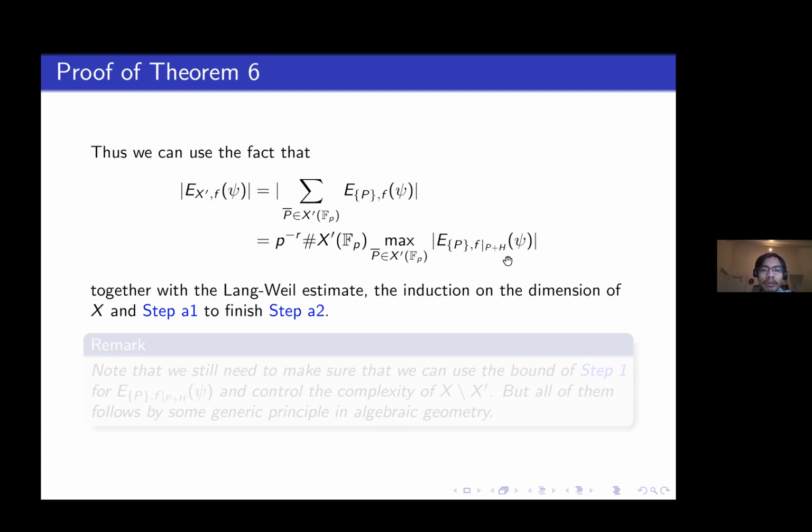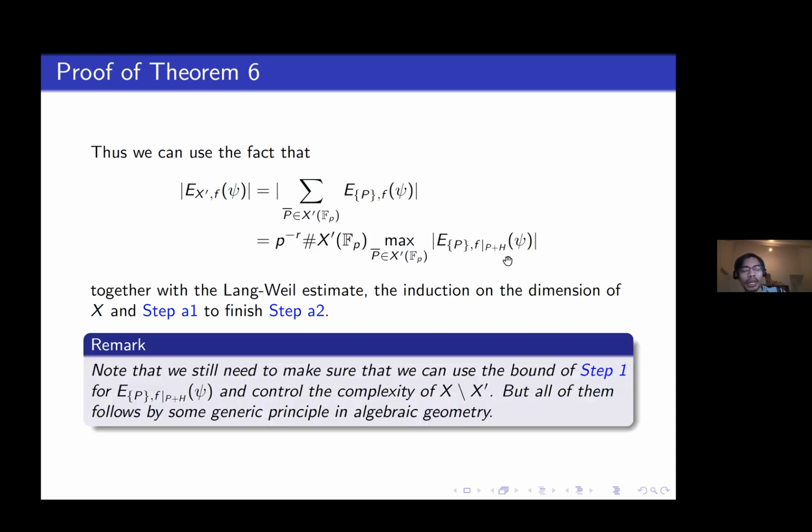And so now we can reduce the exponential sum associated with F on X to the exponential sum associated with X minus X prime. We can suppose that this dimension r is less than the dimension of X. So we can use induction on the dimension of X. And of course, we need to use step A1 to finish step A2.